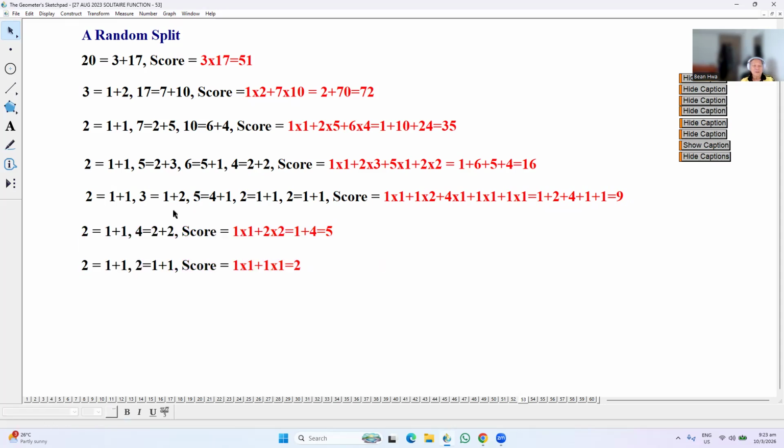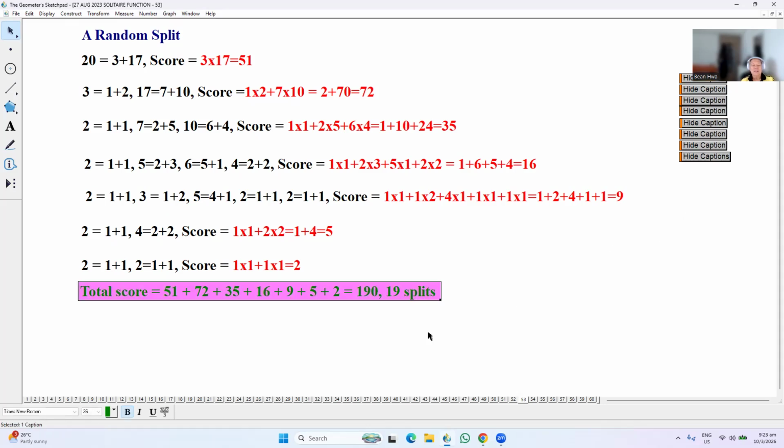Then we are left with 2, 1 plus 1, and 4, 2 plus 2. So we score 5. And finally, 2 is 1 plus 1, the second 2 also 1 plus 1. So we get score 2. So this is a random split. And the final scores are 51, 72, 35, 16, 9, 5, and 2.